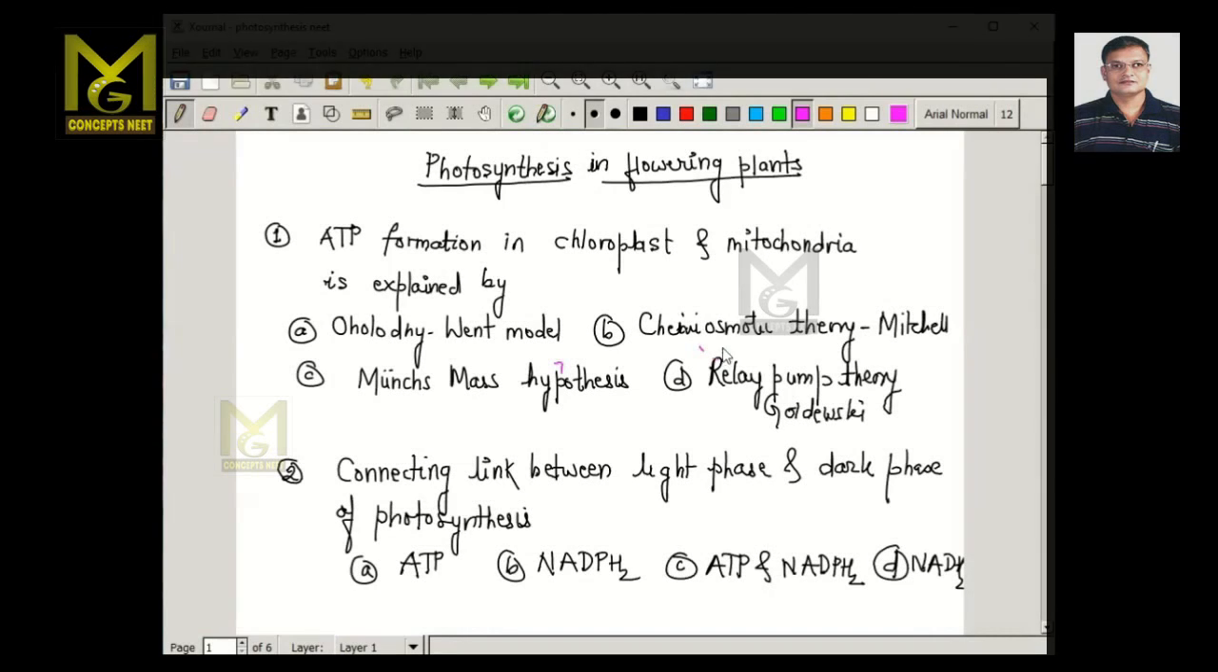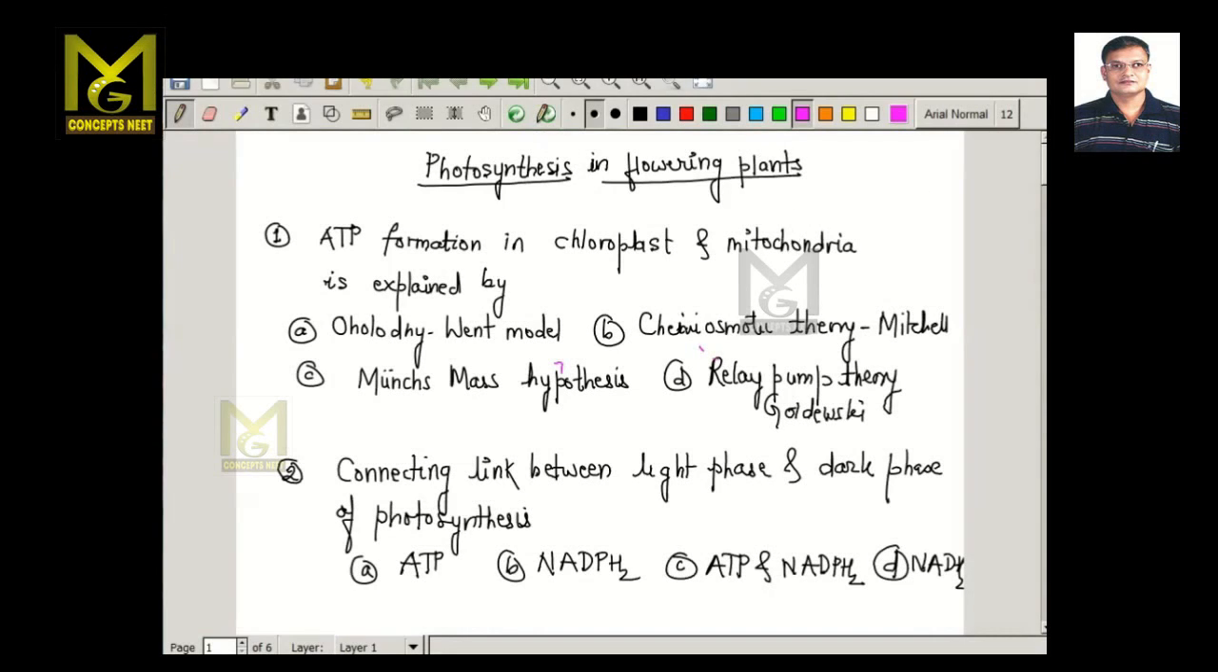So, photosynthesis in flowering plants. We are going to look at some of the previously asked questions in the NEET on this topic. It is very important that you practice the questions.